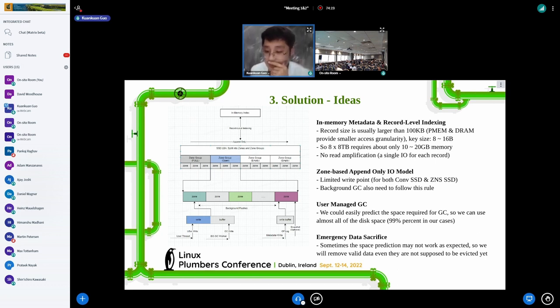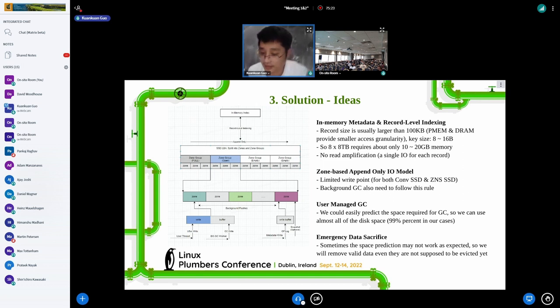One of the most important parts is user managed GC and emergency data sacrifice. Since there's no internal GC inside a ZNS device, we can reset a zone quite fast, and we can self-control when it happens. So we could use almost all disk space without worrying about an out of space error. And in the worst case, maybe we don't have a zone that is full of garbage and we are running out of space. Since we are a cache system, we allow some data to be sacrificed. So in that case, we will drop some valid data and notify the cache policy system. We have a cache policy on top of this storage engine, so users can notice that we don't have that data anymore.